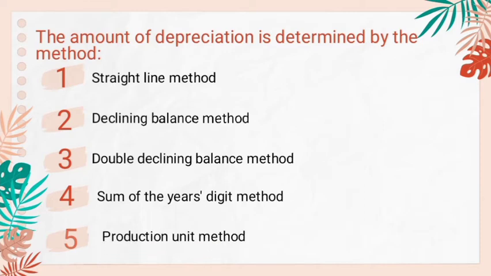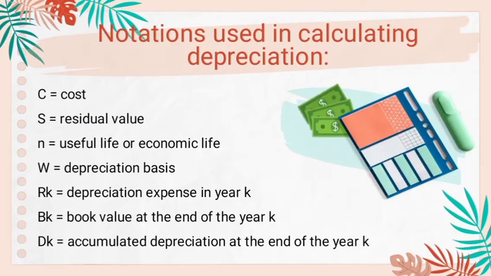Notation used in calculating depreciation. C is cost, S is residual value, N is useful life or economic life, W is depreciation basis, RK is depreciation expense in year K, BK is book value at the end of the year K, and DK is accumulated depreciation at the end of the year K.